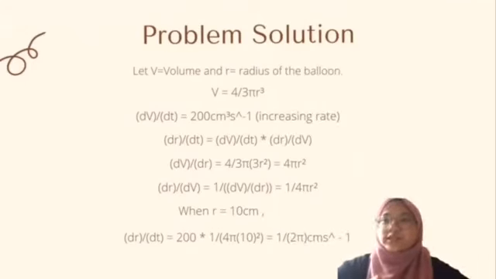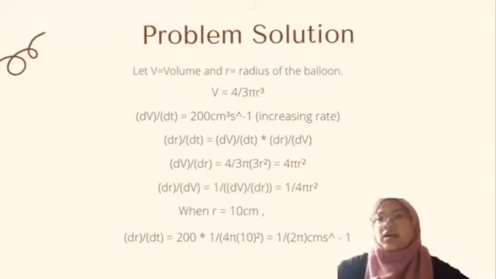For the problem solution, let V equal the volume and r equal the radius of the balloon. Firstly, V equals 4 over 3 pi r to the power of 3. Next, dV/dt equals 200 cm³ s⁻¹, which is the increasing rate. dr/dt equals dV/dt times dr/dV. Next, dV/dr equals 4 over 3 pi times (3r squared), which equals 4 pi r to the power of 2.